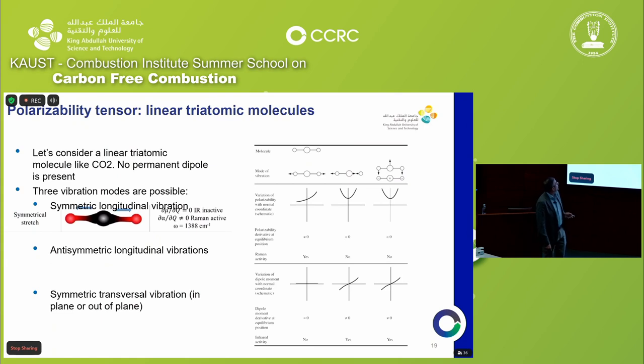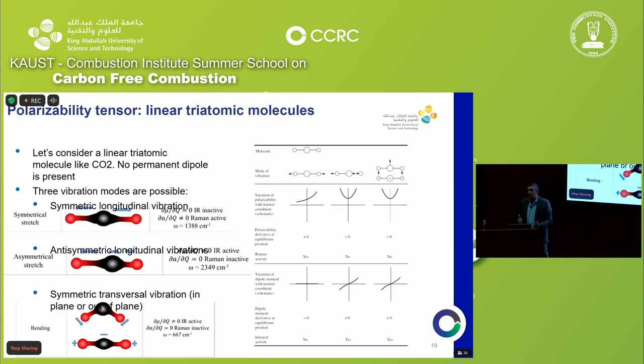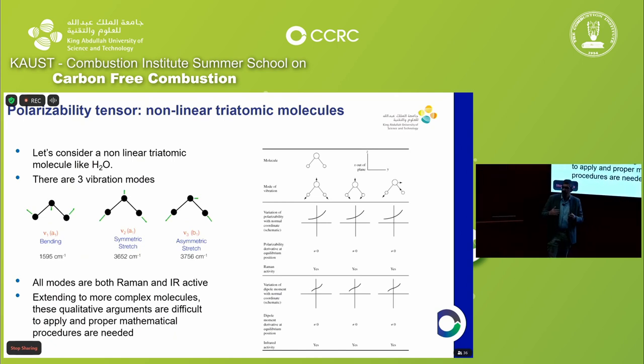It becomes a little bit more complicated if we consider a more complex molecule. This is, for example, CO2. We have a symmetric longitudinal vibration that's going to be Raman active. But then we can have an antisymmetric vibration or a symmetric transversal vibration, so a movement in this direction. Those are not going to be Raman active, but they will be infrared active. The general rule is, if you don't see a transition in the Raman, you're going to see it in the infrared, if the molecule has a center of symmetry. Similarly, this is water, which doesn't have a center of symmetry, so we have different vibrational modes that are active in both Raman and infrared.